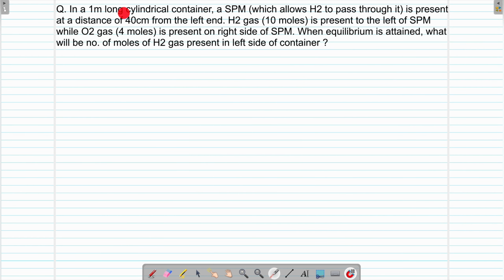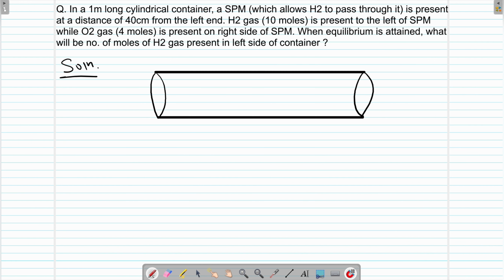In a 1 meter long cylindrical container, a SPM which allows S2 to pass through it is present at a distance of 40 cm from the left end. S2 gas, which is 10 moles, is present on the left side of the SPM while O2, 4 moles, is present on the right side of the SPM. When equilibrium is attained, what will be the number of moles of S2 gas present in the left side of the container?